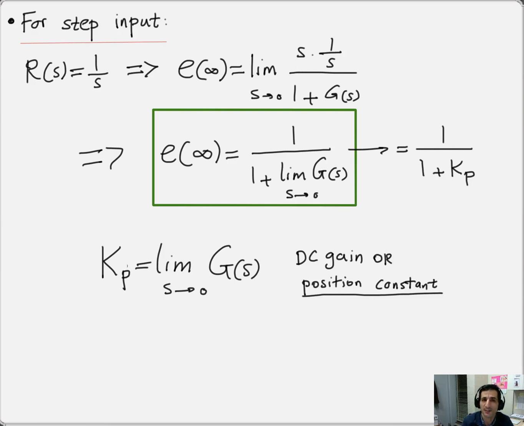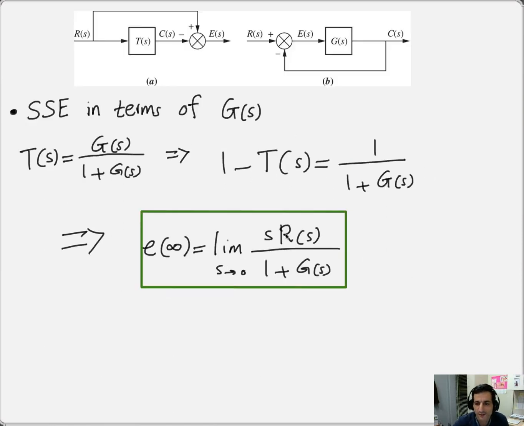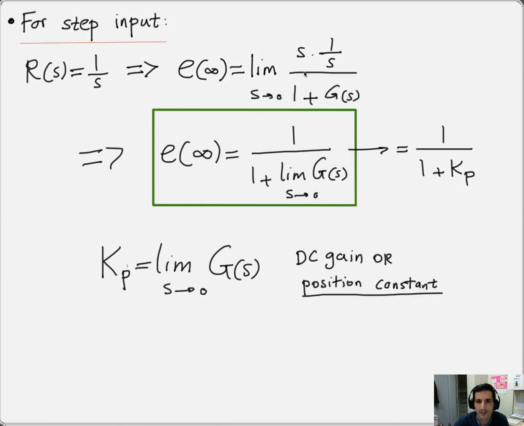The first one is the step input. For a step input, R of S, the Laplace transform of the step input, is just 1 over S. If you plug it back into this equation, replacing R of S with 1 over S, you end up with S multiplied by 1 over S divided by 1 plus G of S. S multiplied by 1 over S is just 1. So really you have to take the limit of 1 over 1 plus G of S, or just 1 over 1 plus the limit of G of S when S goes to 0.